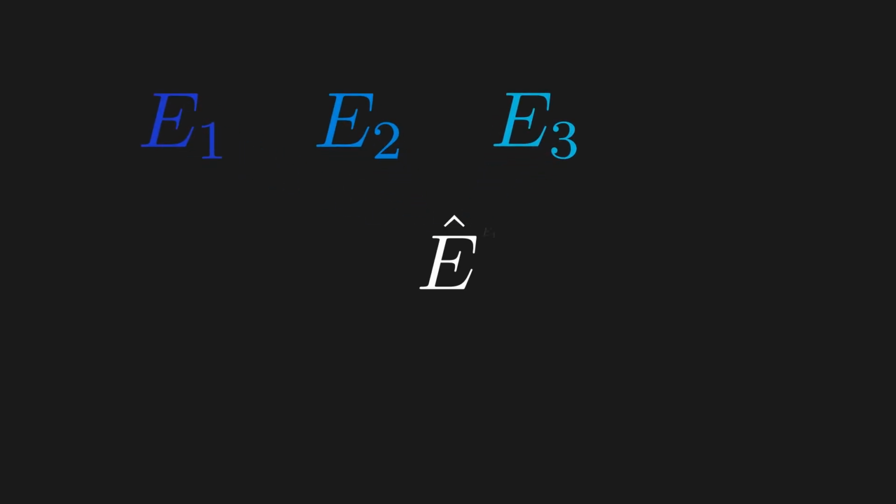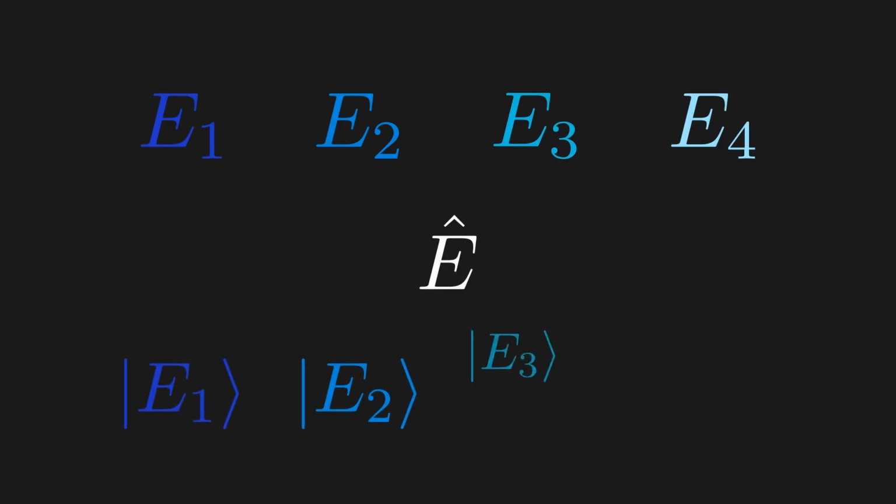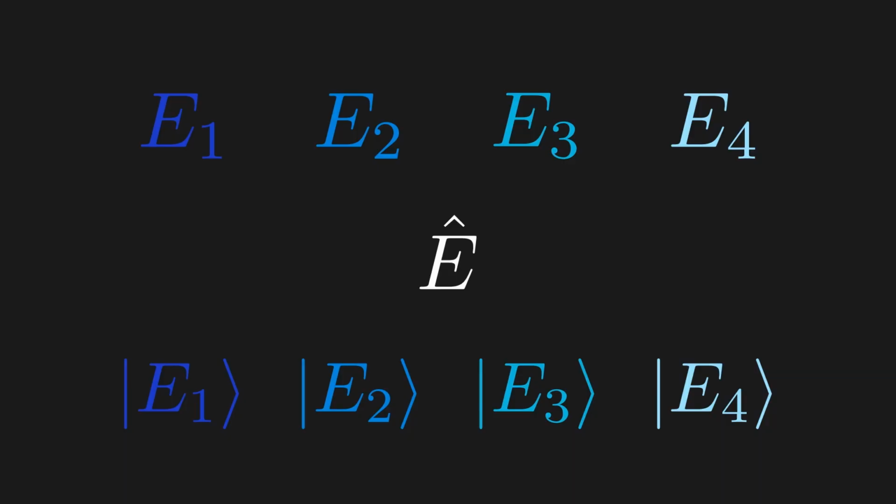Physical observables, on the other hand, are represented by linear operators in our vector space. The eigenvalues of the operator tell us all the possible values that we could get if we measured that observable. The corresponding eigenvectors represent definite states, in which the particle 100% has that value.